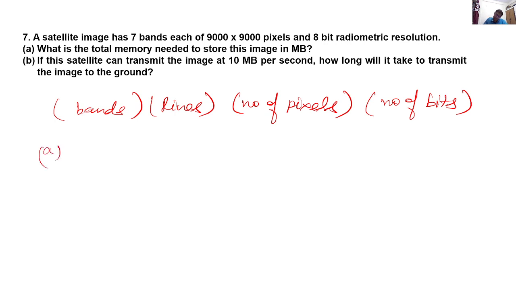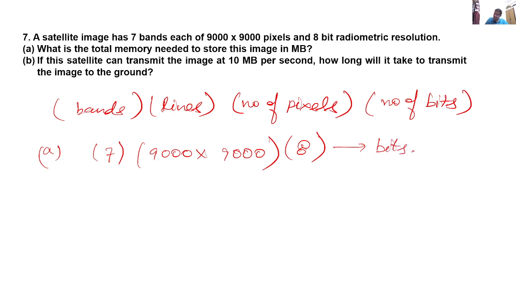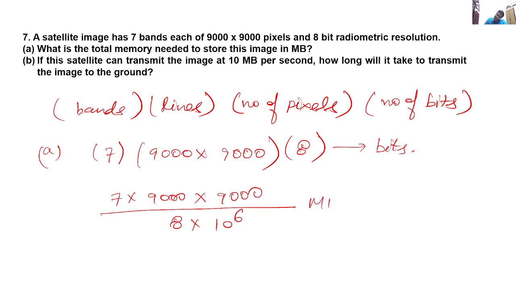We just put the values in the equation. It would be 7 number of bands, 9000 lines, and per line there are 9000 pixels, and 8-bit is the radiometric resolution. So this would be in bits. Let's convert it directly into megabytes. So 7 into 9000 into 9000, divided by 8 to convert bits into bytes, and divided by 10 to the power 6 again to get megabytes. So this comes out to be 567 megabytes.